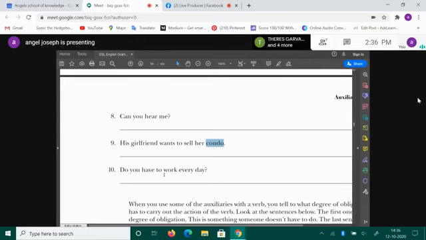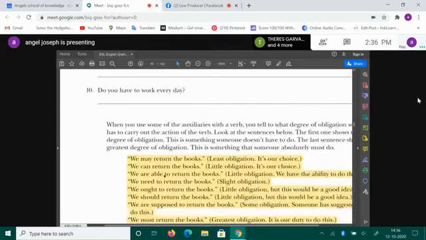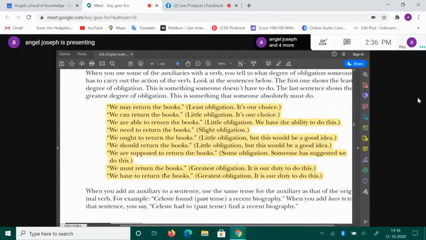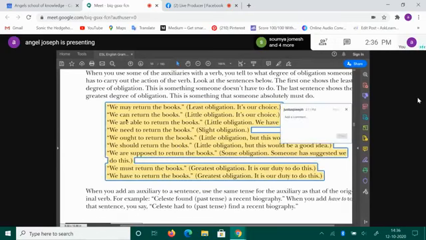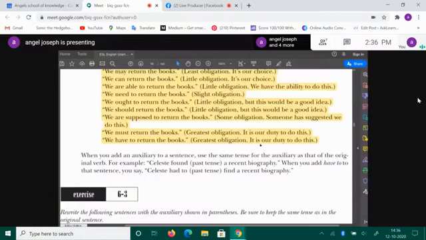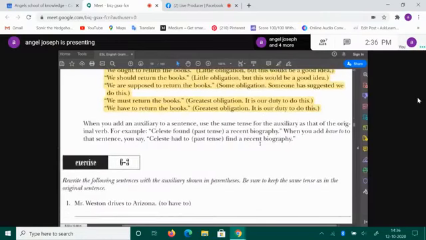Tenth one is again a question, so let's skip that. Okay, great. Again, this is something that we have already discussed, the usage of may, can, need to, ought to, should, supposed to, must, have to, from the least obligation to the highest obligation. We have discussed this already, so let's jump into the next exercise.